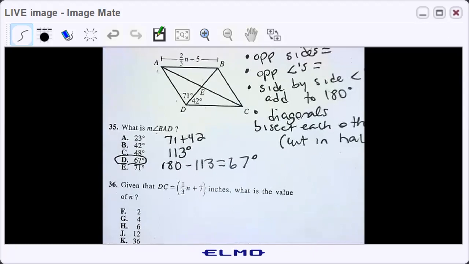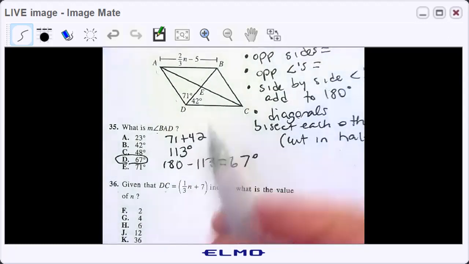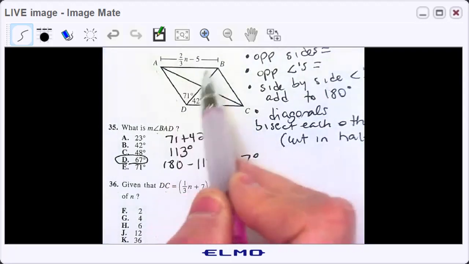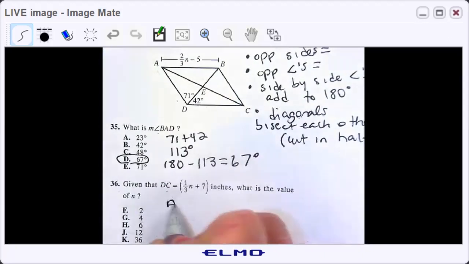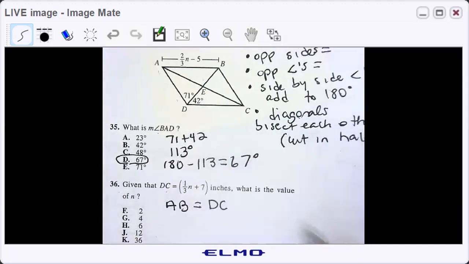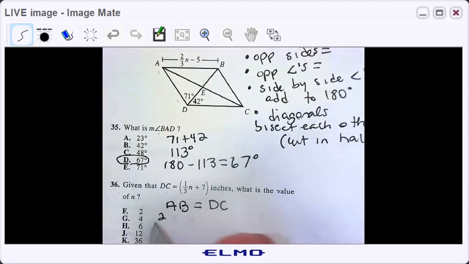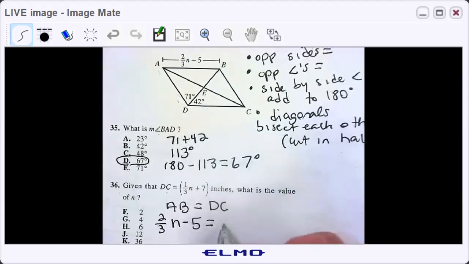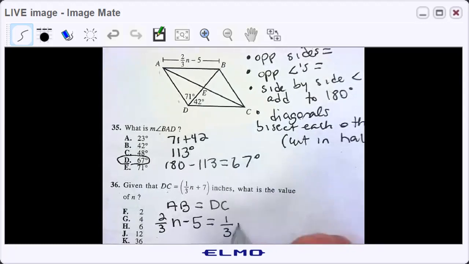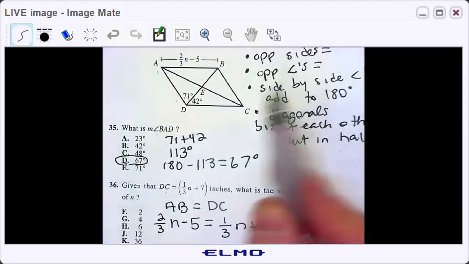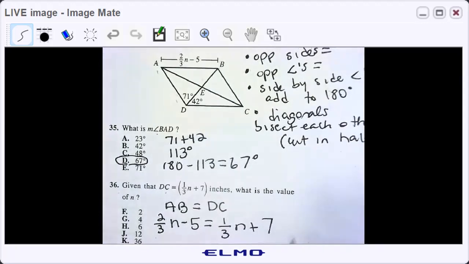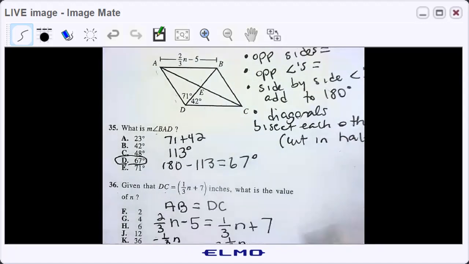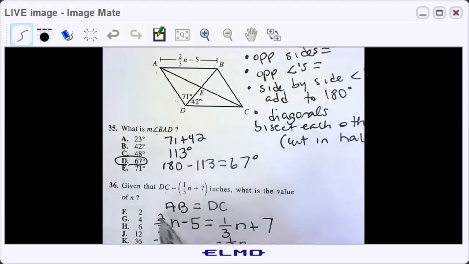The next question is saying that DC, this bottom piece, is this expression, 1/3 n plus 7. And we already have an expression in the picture for A to B. So I know that those opposite sides from property number 1 are going to be equal. So we just need to set those two expressions equal. Don't assume that just because it's a multi-step problem that it's going to be difficult, because as long as you know these four properties, these are 4 very simple problems. Okay, I'm just going to subtract 1/3 n on both sides. That's going to give me 2 minus 1 is 1.